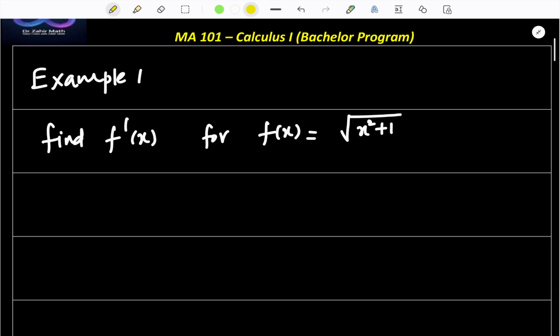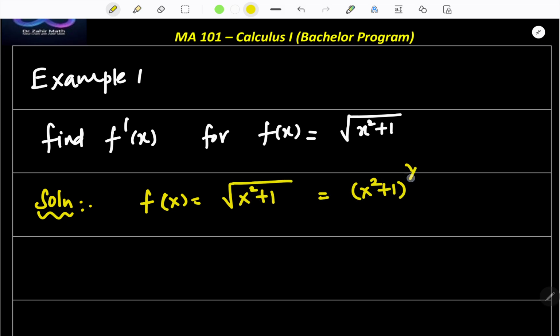Example 1. Find f dash of x for f of x equals square root of x squared plus 1. This is the first question. Look here. Can I write this as (x squared plus 1) to the power half? Yes. If you want, I can do it directly: I just apply the formula for x to the power n and then apply the derivative inside. But right now, let us use the rule and then slowly I'll teach you how to do it directly.